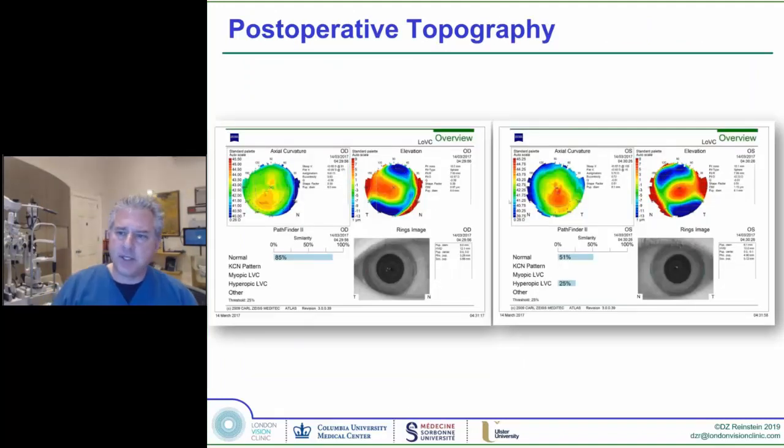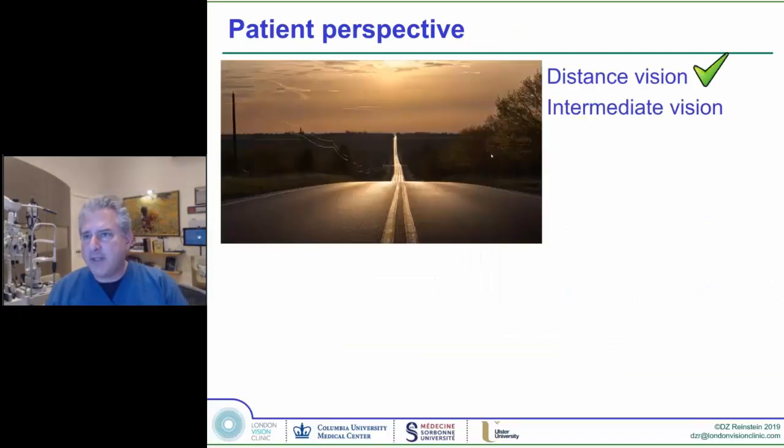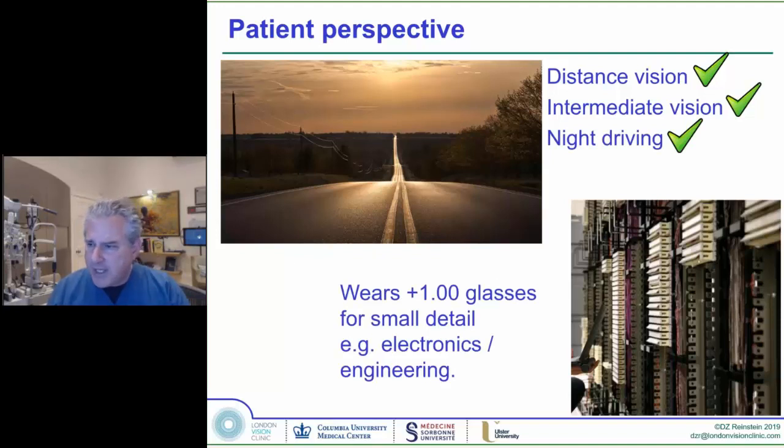Okay, this is his topography. So from his perspective, he sees everything at distance, intermediate. He can drive at night. He wears +1s when he looks at those. You've seen these people work on these things in the street, right? So he has to look at all those little numbers. He puts a little extra in.